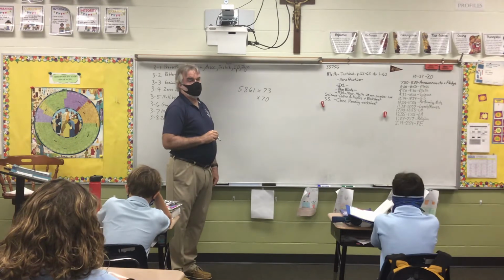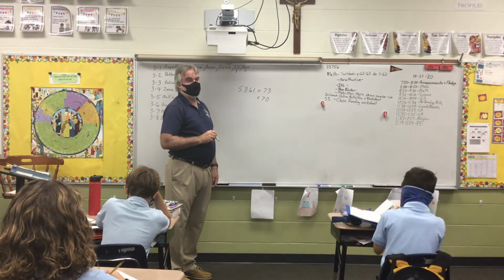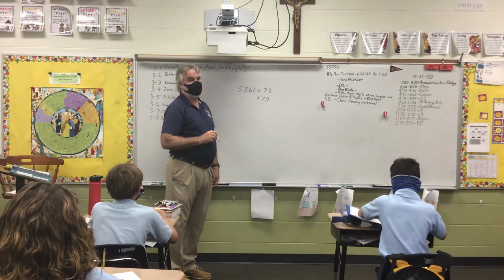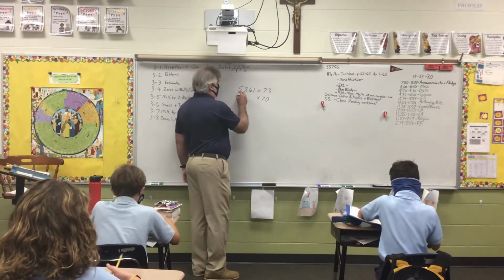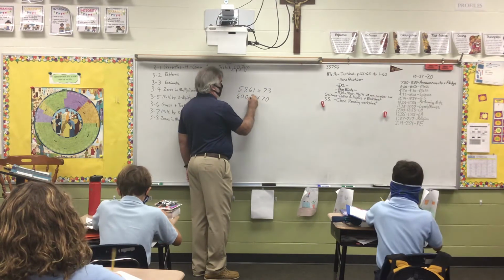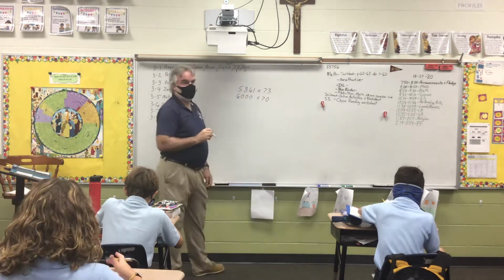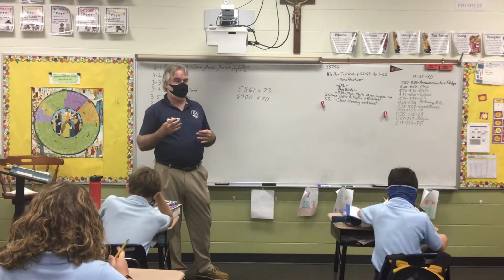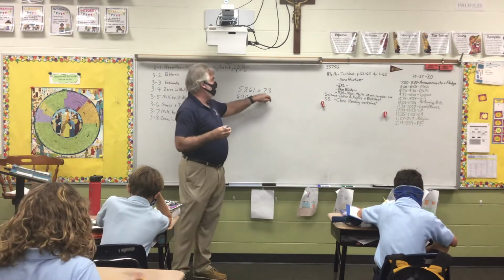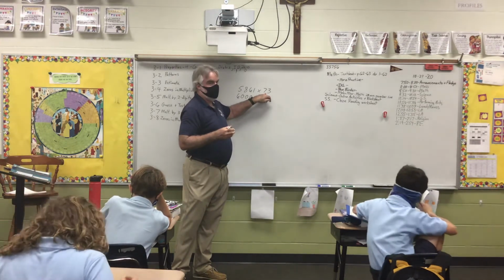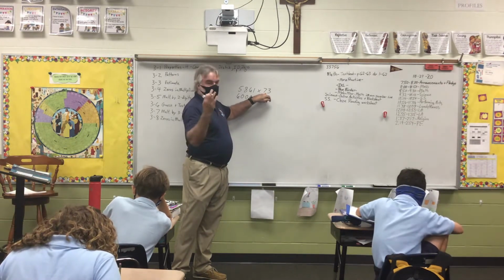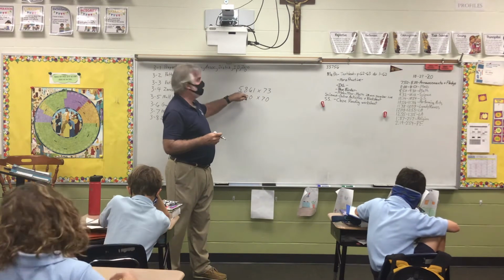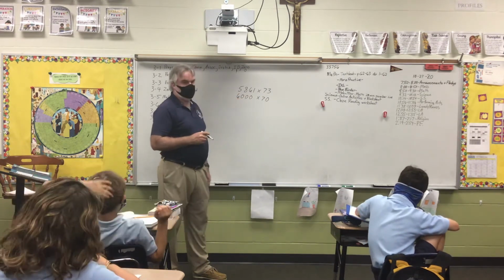70's right. Are we supposed to round it? Yeah, 5,000, so it'd be 6,000. Oh, rounding. You're rounding that. You're rounding it to the greatest place. Okay? So here you're rounding this to 70 because it's not a 5 or more behind it. This is 5 or more, so you're rounding this one up to 6,000.